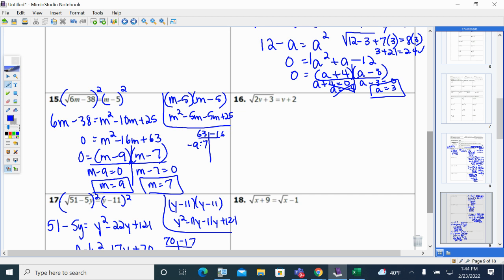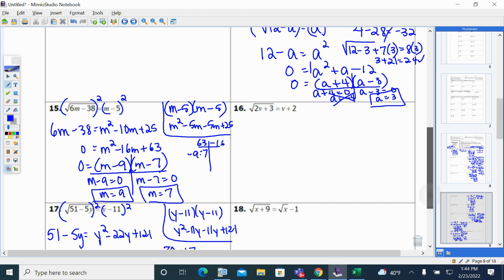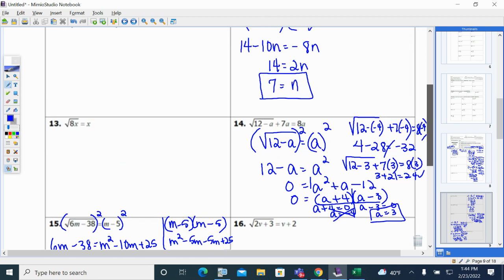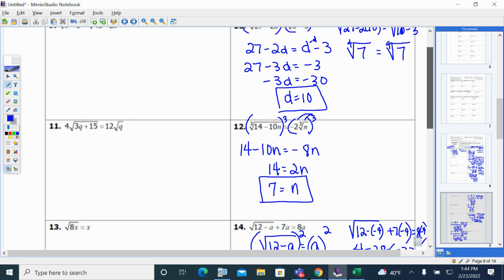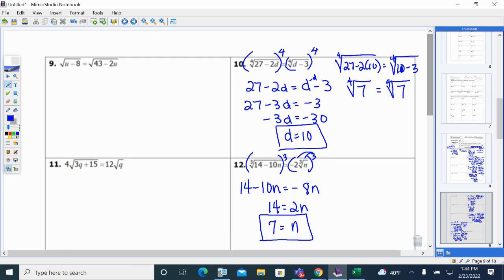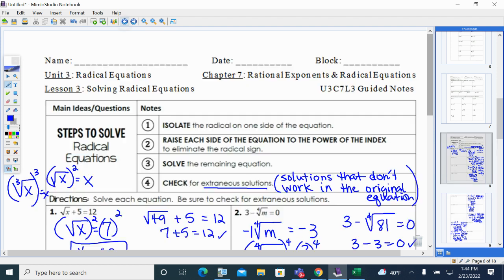Just being upfront so that you kind of know what's coming, it is totally possible. Because when we square both sides, or even raise both sides to the fourth power, if it's an even index that you're raising both sides to, it can create those extraneous solutions. So those are your notes for chapter 7, lesson number 3 on solving radical equations.